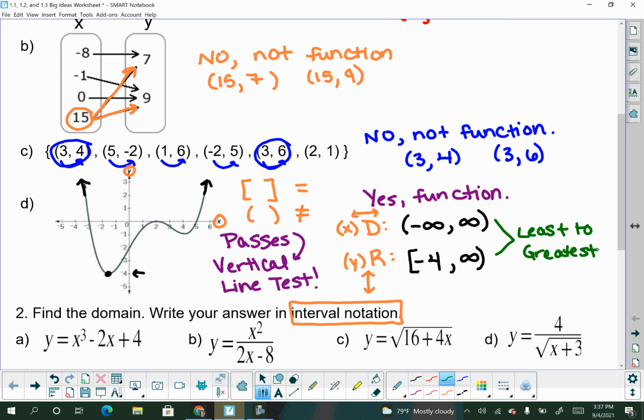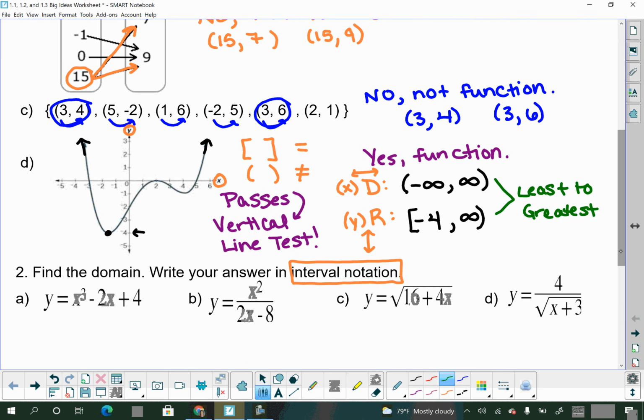It's not technically wrong if you flip them around the other way, but it does help when you're reading a graph or looking at a function if you practice going from least to greatest. Also, MyMathLab may mark something wrong if you don't list it from least to greatest.